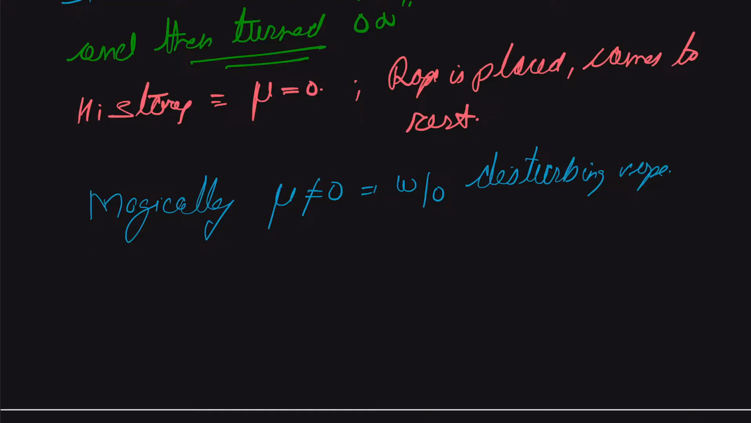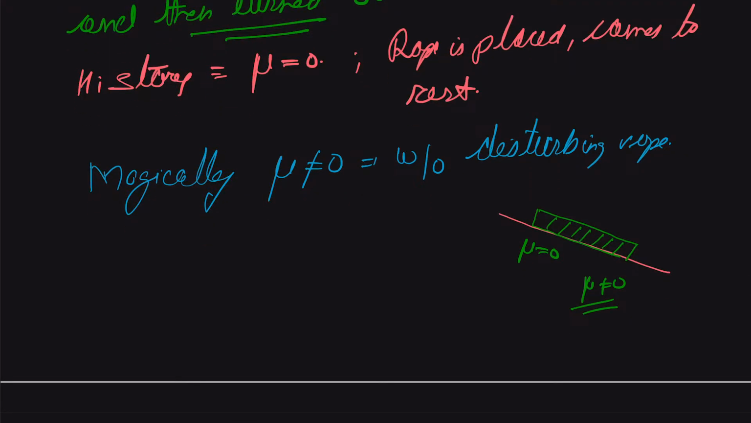So it basically means that this is our slope, and on this we first place our rope. When we first placed our rope, the value of mu is equal to 0, and after some time this rope comes to a rest, and after the rope comes to rest, we turn friction on. Now the friction is not equal to 0. So this is the basic premise of this entire discussion.